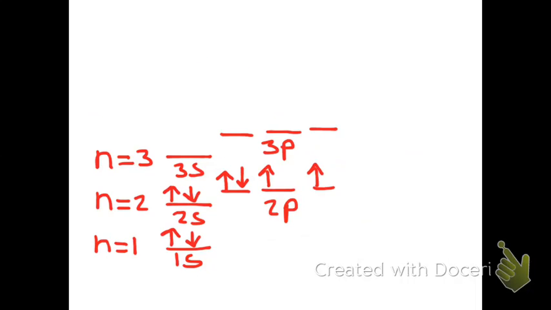Let's try another element. Let's try phosphorus. P, phosphorus. If you look at your periodic table, it should have 15 electrons. So again, we erase these electrons here, and then let's see if we can fill this up together.